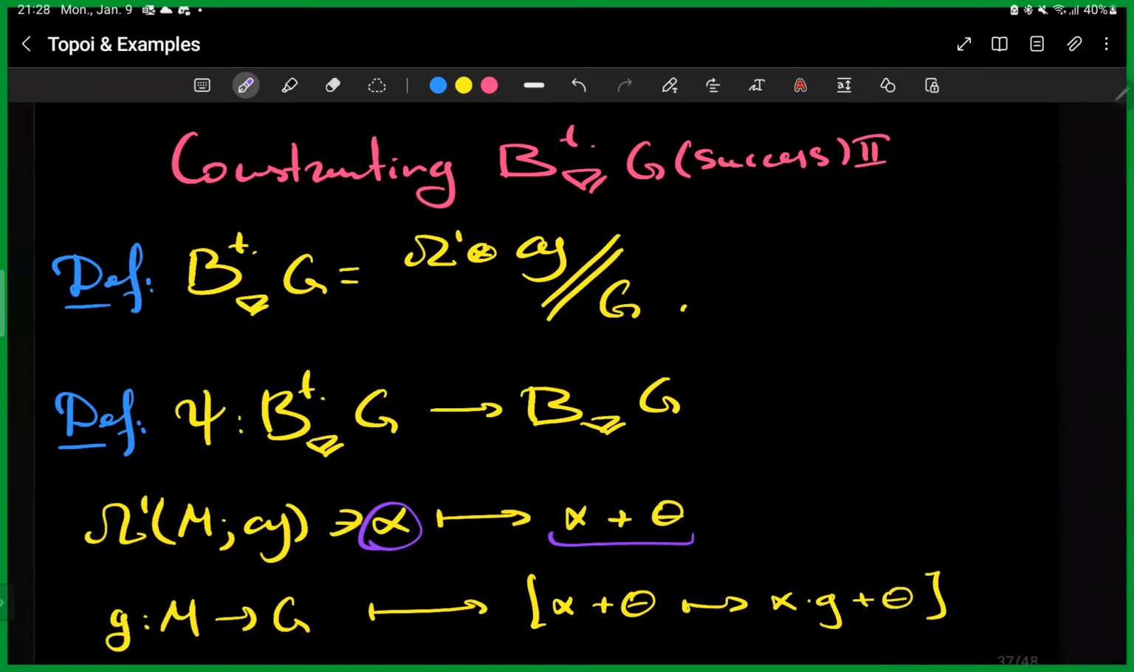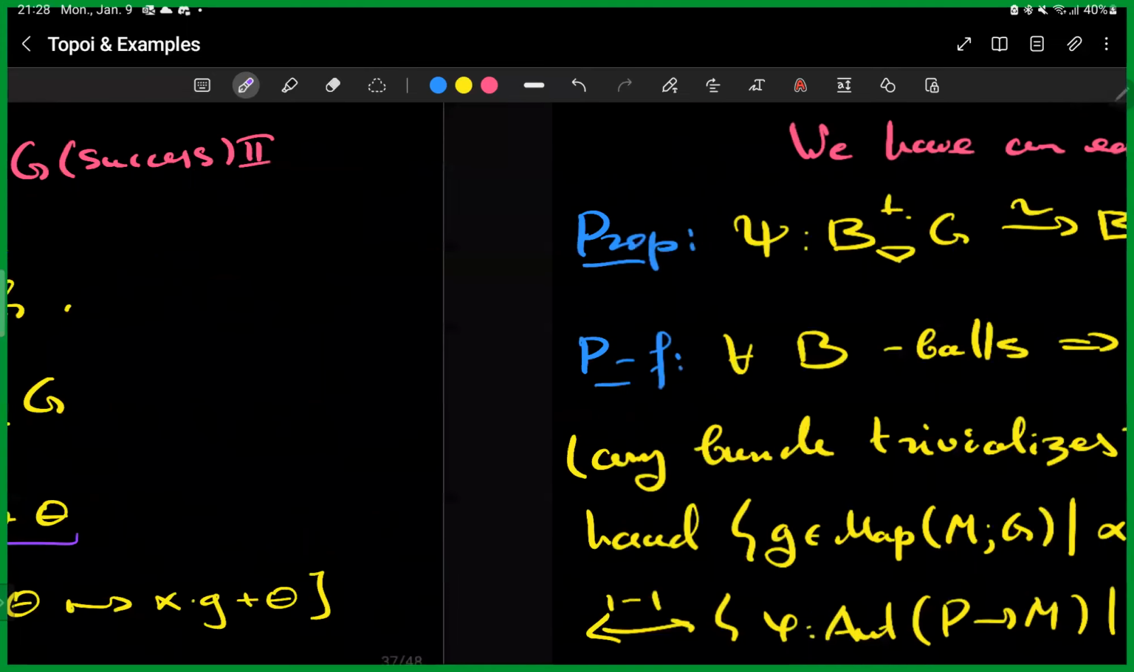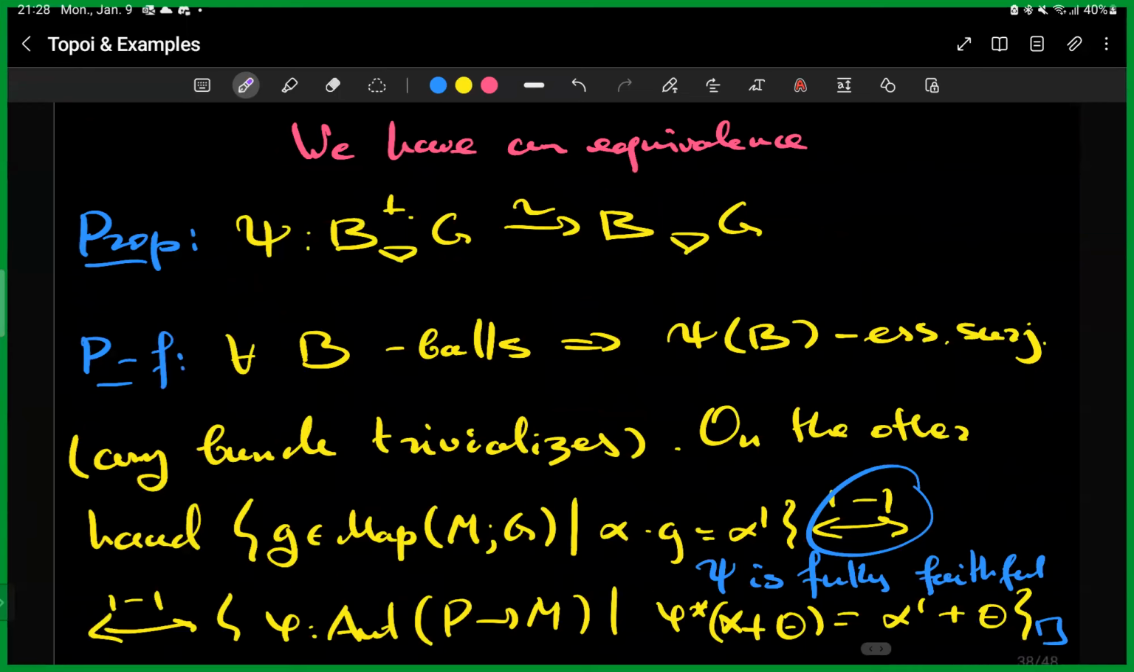And it turns out that this is actually an equivalence. So the proof is based around the fact that to be an equivalence in the world of simplicial presheaves with this model structure, we needed to be an equivalence on open balls. And it is indeed an equivalence on open balls because over any open ball, any bundle trivializes.